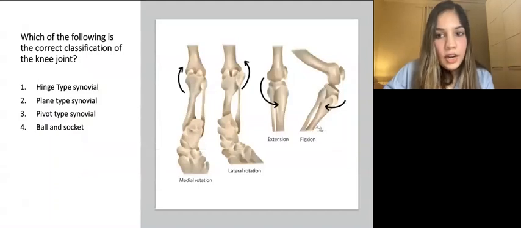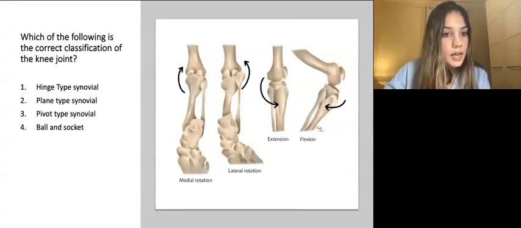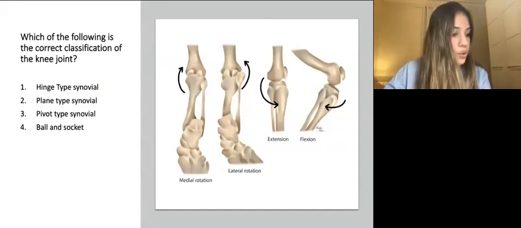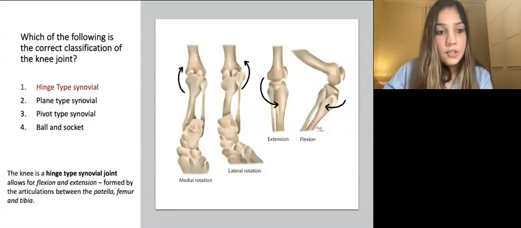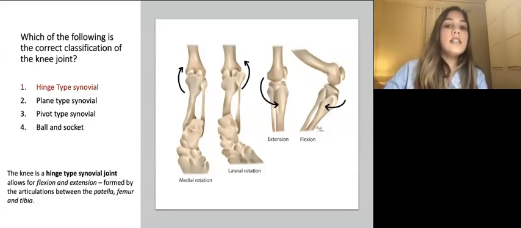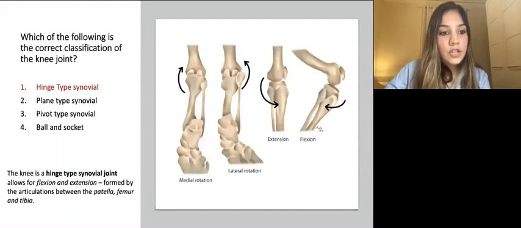Can anyone tell me which of the following is the correct classification of the knee joint? Is it a hinge type, plane type, pivot type, or ball and socket? Yeah, perfect. So the knee is a hinge type synovial joint, and it allows for flexion and extension, and it's formed by articulations between the patella, the femur, and the tibia.